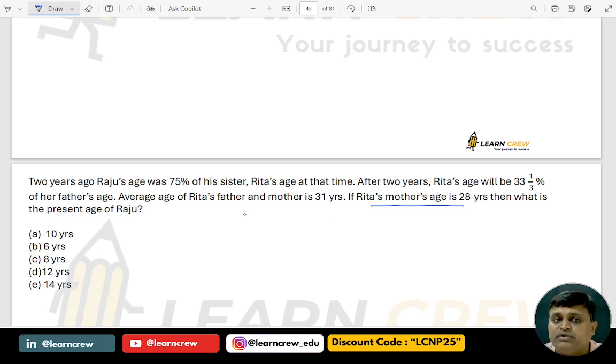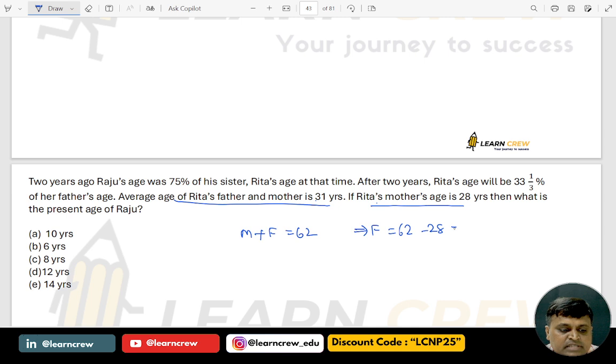Rita's mother's age is 28. Their average is 31. So Rita's father and mother's sum is 62, since the average is 31. And here Rita's mother's age is 28. So father's age would be 62 minus 28, which is 34 years.